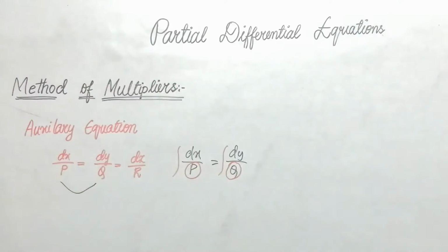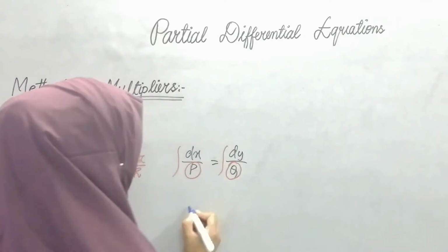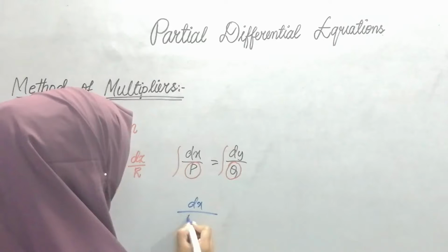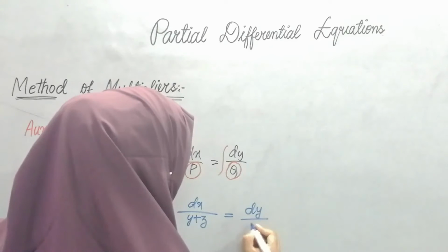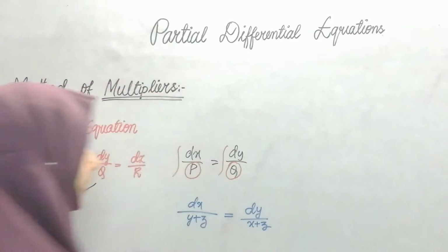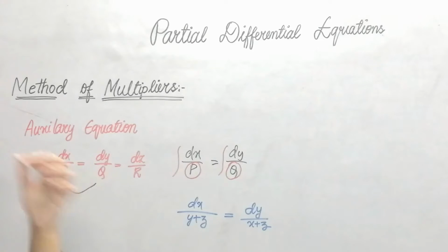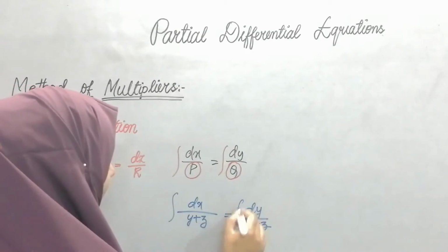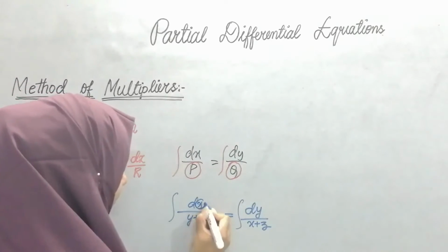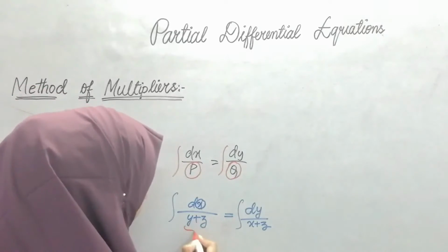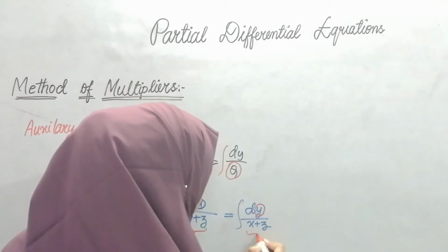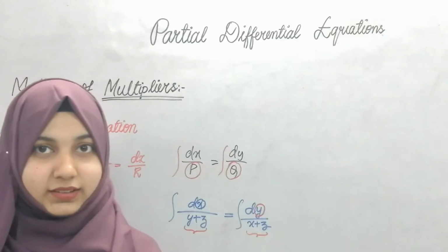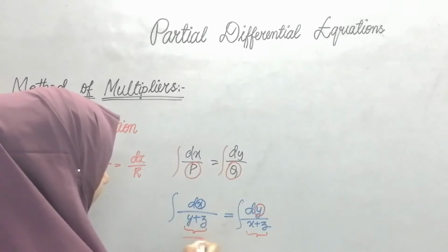Suppose, for example, this is dx by y plus z is equal to dy by x plus z. Suppose my equation is of this form, okay. Now what I need is to integrate this, right? But see, here I am integrating with respect to what? x, right? But do I have any x term here? No. And here as well I am integrating with respect to y, but do I have any y term? No. Then how am I going to integrate, right? So here separating variables is not possible.